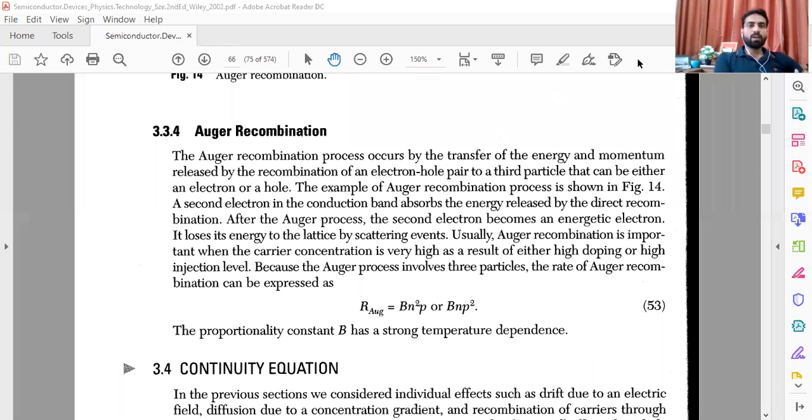So we understand the basic processes of recombination. First of all, we have direct recombination. Second, we call indirect recombination. Third, we call surface recombination. And fourth, we come to Auger recombination.